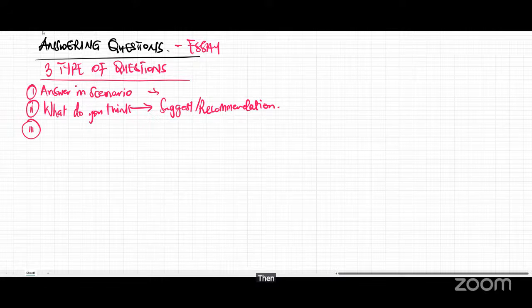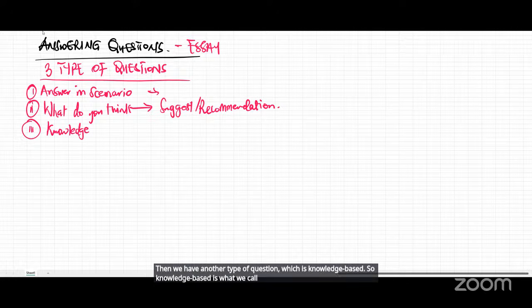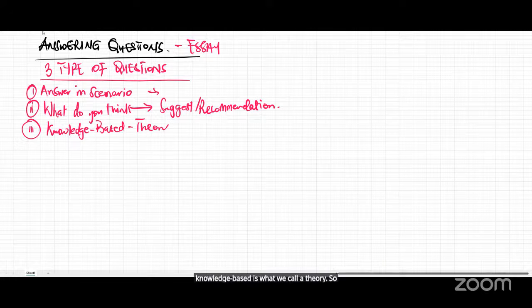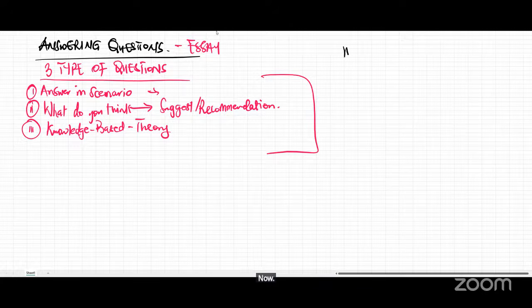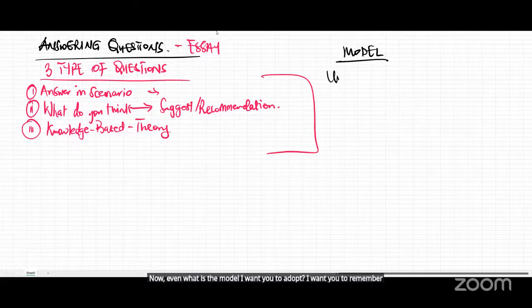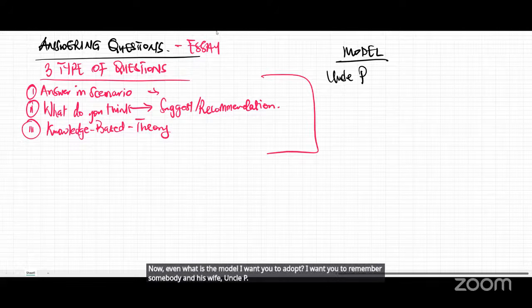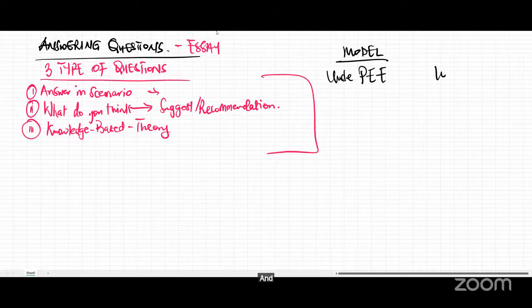Then we have another type of question, which is knowledge based. Knowledge based is what we call theory. If you want to learn how to answer questions very well, in something like international taxation, these are the kinds of questions you should be expecting: either answer-in-the-scenario, what-do-you-think type of question, or knowledge-based questions, which we call theoretical questions. Now, what is the model I want you to adopt? I want you to remember somebody and his wife, Uncle P and Sister Iwa. What did I say?